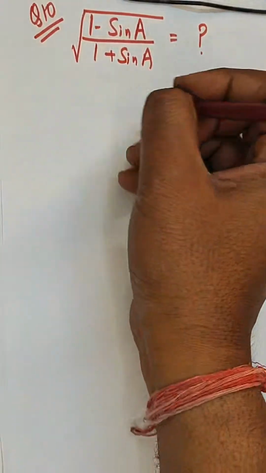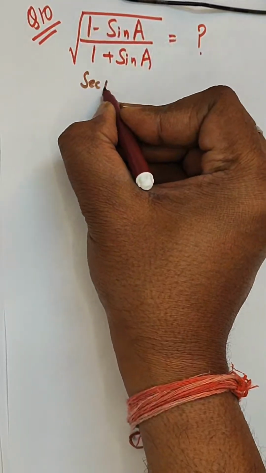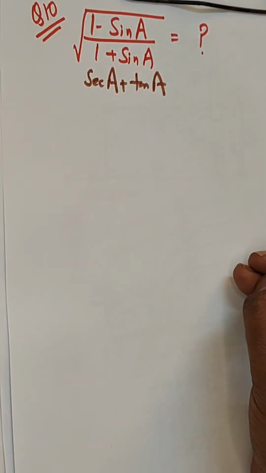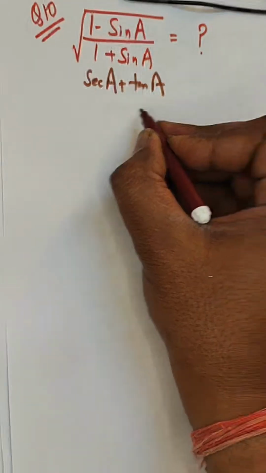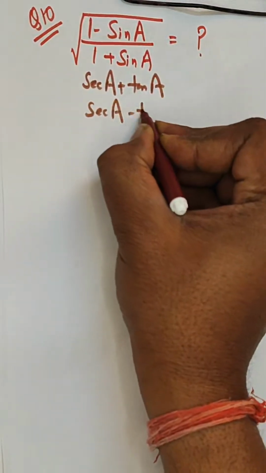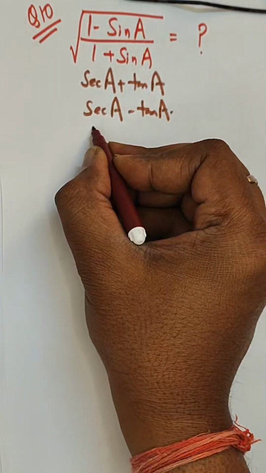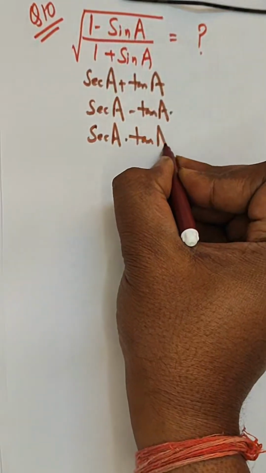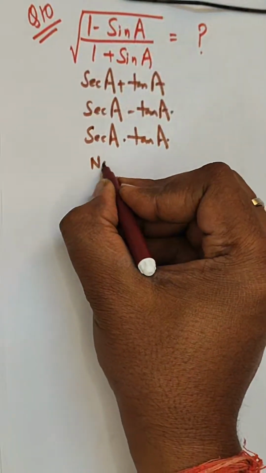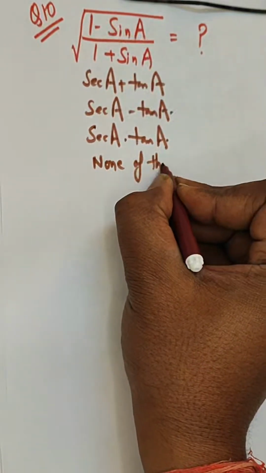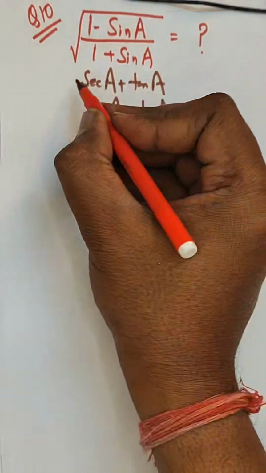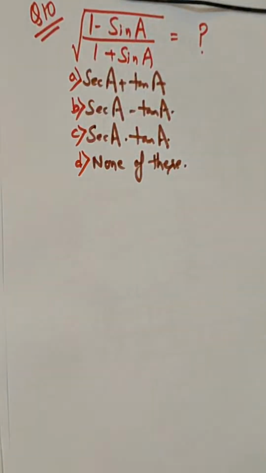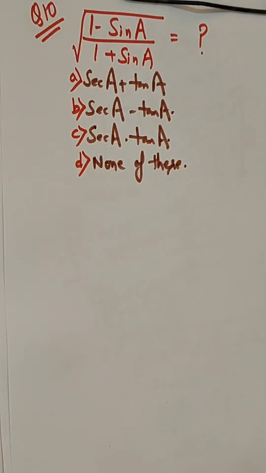There are four options with you. One is sec a plus tan a, another is sec a minus tan a, the third option is sec a into tan a, and the fourth option is none of these. These are the four options a, b, c and d. So which will be the correct option? That needs to be evaluated.